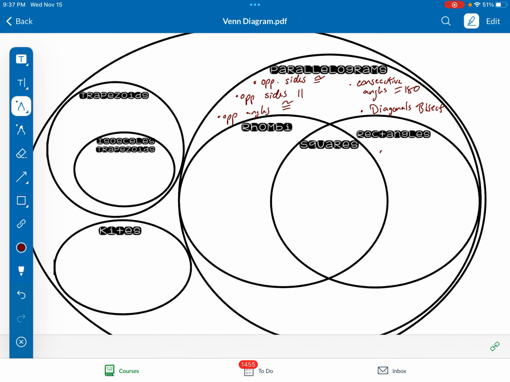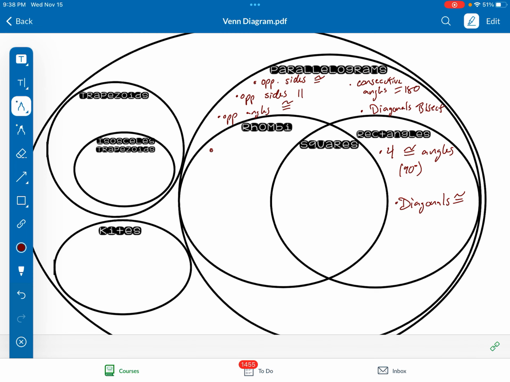Rectangles on Wednesday, two things: 4 congruent angles, which would be 90 degrees, right? 4 90-degree angles, same deal. And then diagonals are congruent to each other, right? That's what we talked about. That's specific to rectangles.